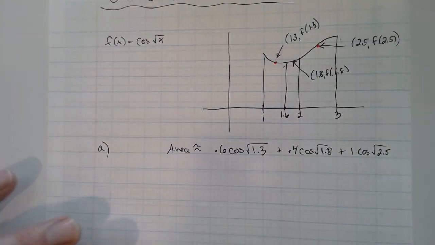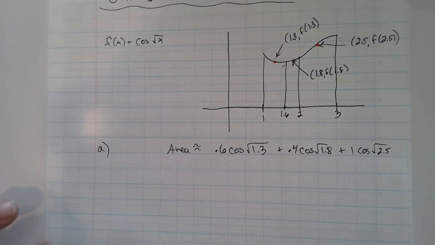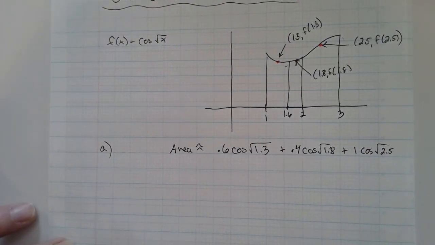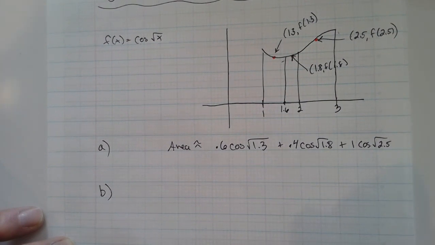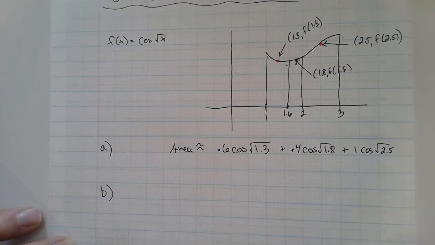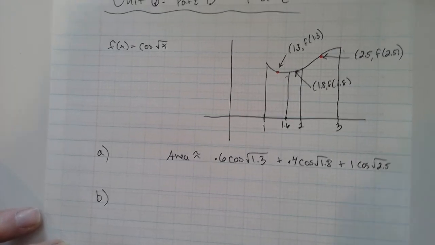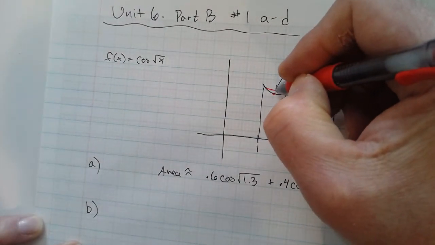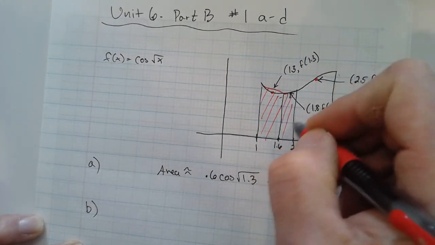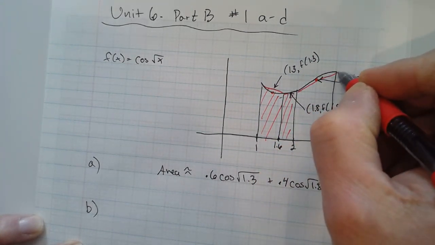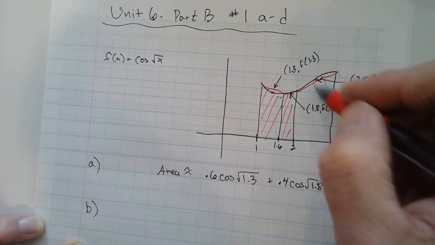That's an approximation using a midpoint Riemann sum. All right, part B. Approximate the definite integral using a trapezoidal sum with the subintervals. Luckily they give us the same subintervals. Show the work that leads to your answer. All right, so I'll use the same drawing. Here's my first trapezoid. There's my second trapezoid. And there's my third trapezoid.